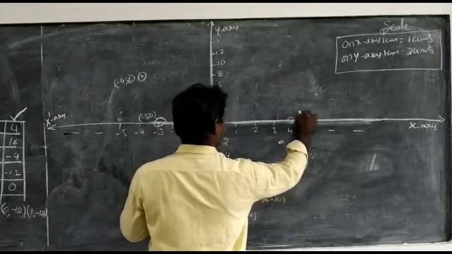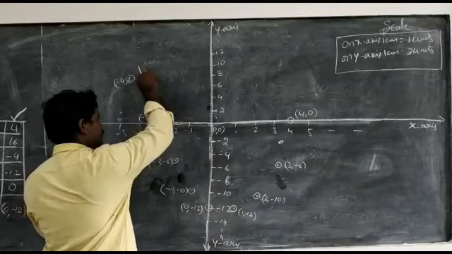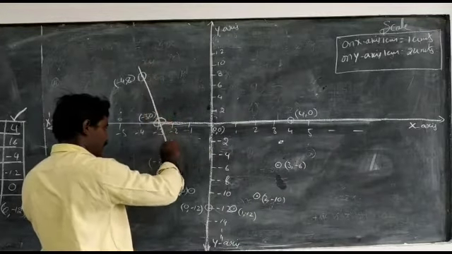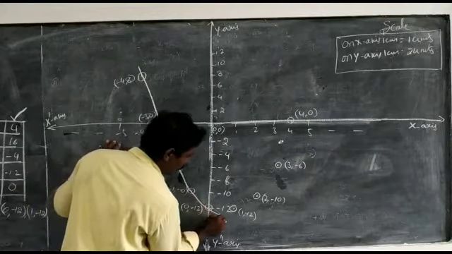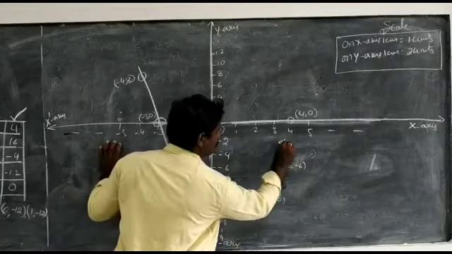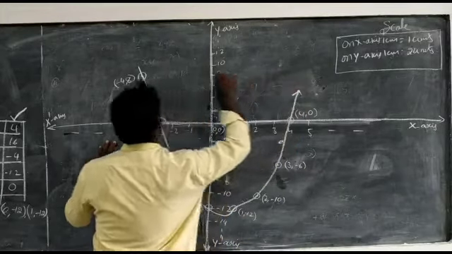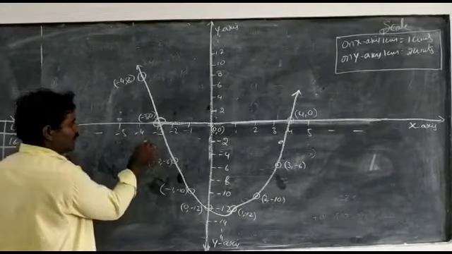4 comma 0. These are the points. Join them with a free hand smooth curve. Then we get an upward parabola. Give the arrow marks for the ends of this graph and give the name of this graph.